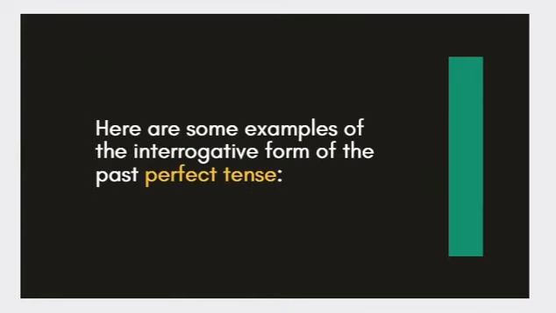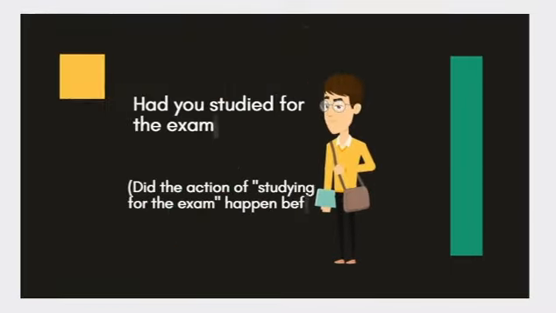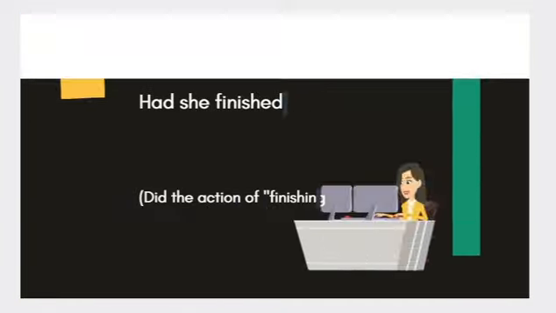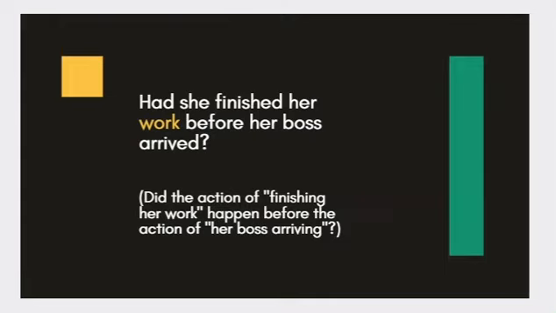Here are some examples of the interrogative form of the past perfect tense. Had you studied for the exam before you took it? Did the action of studying for the exam happen before the action of taking the exam? Had she finished her work before her boss arrived? Did the action of finishing her work happen before the action of her boss arriving?